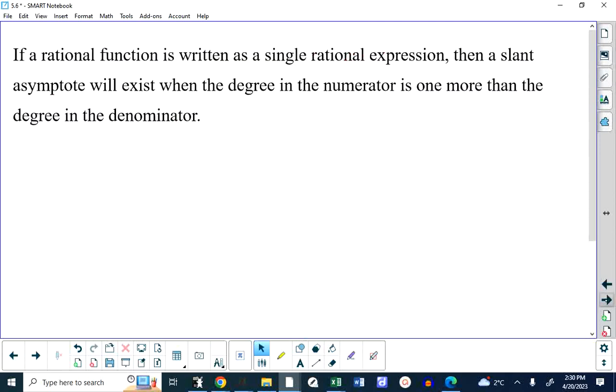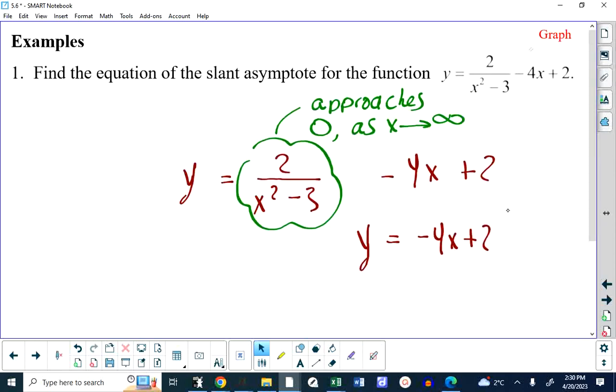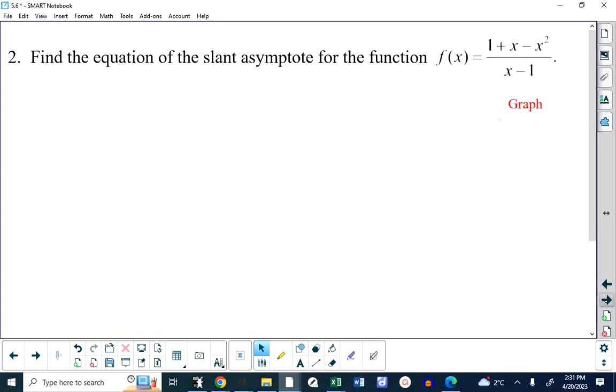Next page. If a rational function is written as a single rational expression, let me go back and show you that in example 1, it is set up so that we can see g of x and h of x. There are two separate pieces: the 2 over x squared minus 3 and the negative 4x plus 2. In the other warm-up, we had the same thing, separated out. So now this is saying, what if somebody has put them all together with a common denominator?